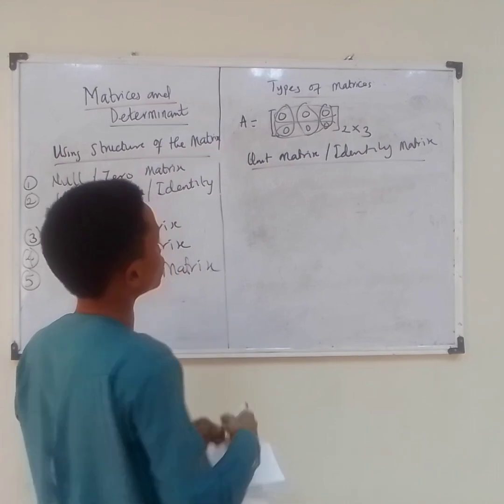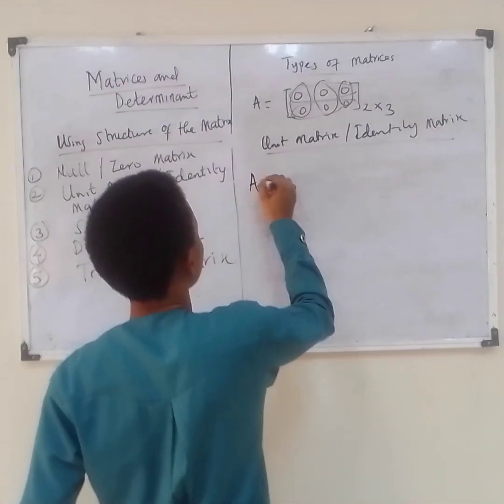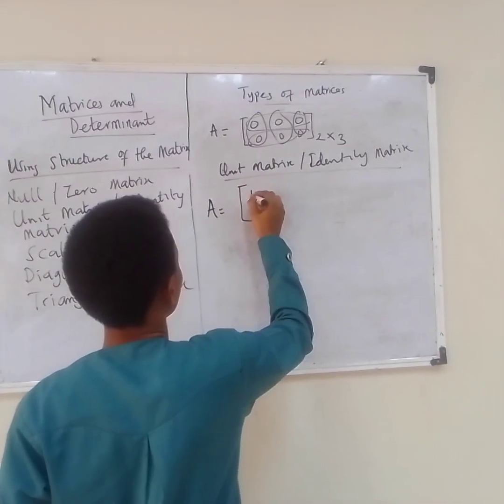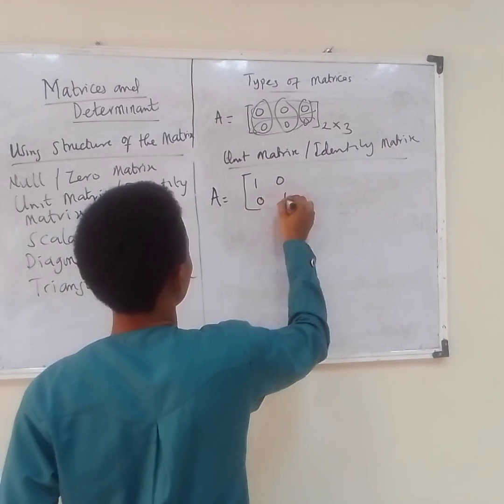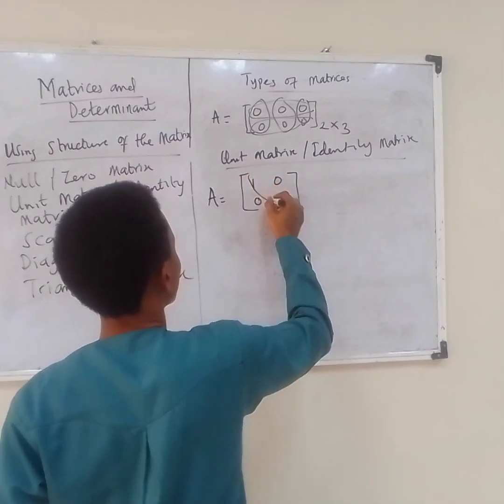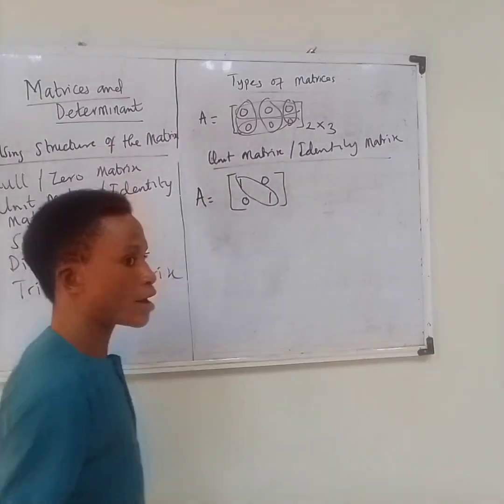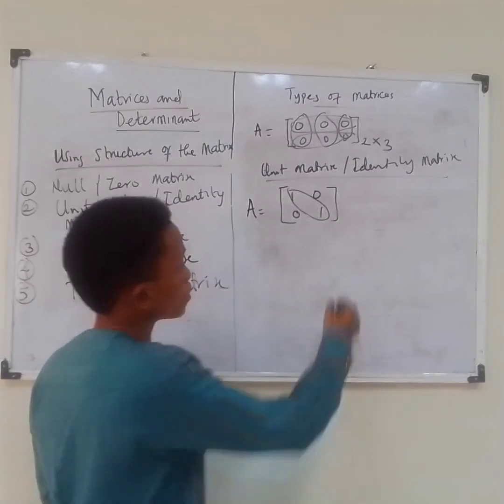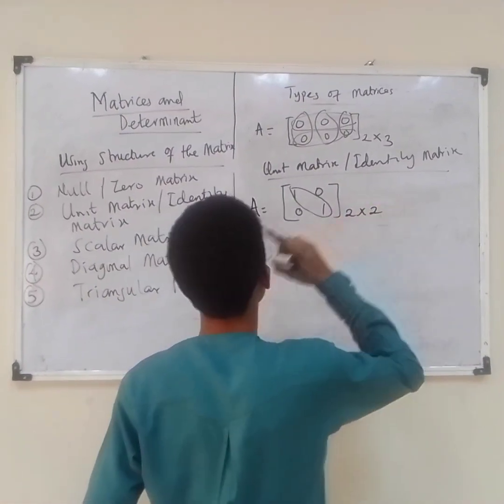So it's a square matrix. Let's say element A, we have something like 1, 0, 0, 1. So the leading diagonal is this. All the elements that are there is what? Is 1. 2 by 2 matrix.